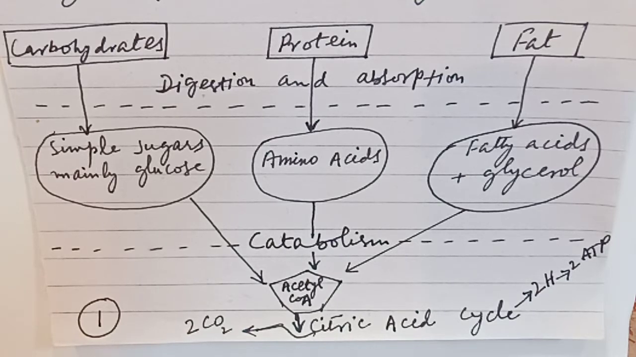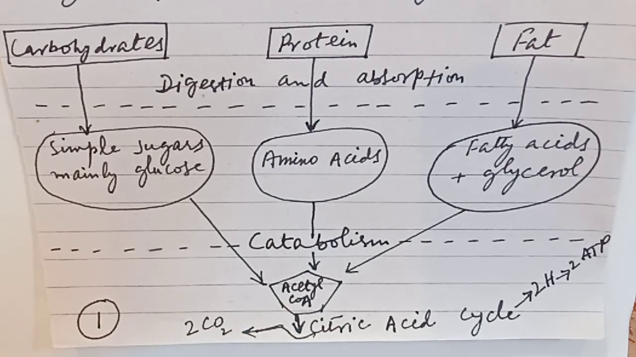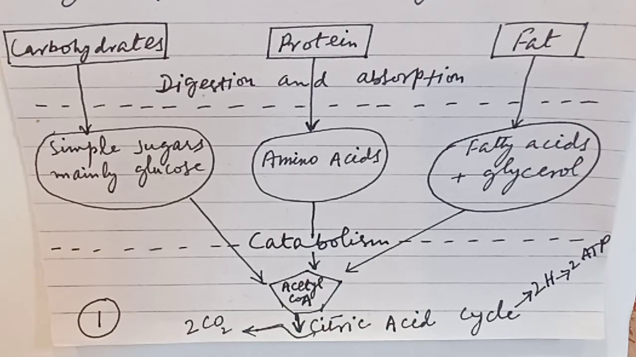Now, how are amino acids catabolized? You know that amino acids undergo the deamination process. Through deamination, they are catabolized into non-protein nitrogenous substances, that is the urea molecule. They can also be converted into acetyl coenzyme A. This acetyl coenzyme A will enter the citric acid cycle and produce ATP molecules.